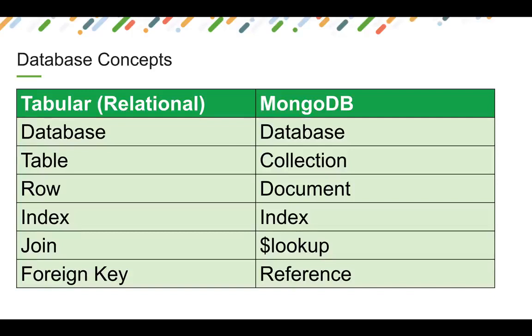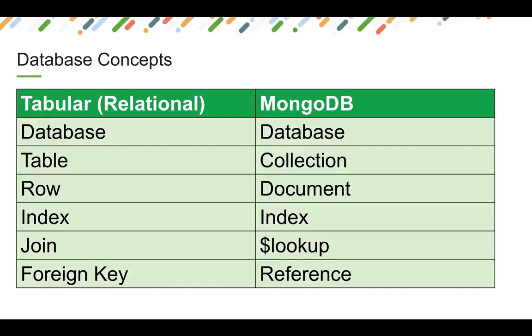We can do join operations with the lookup operator. Instead of foreign keys, we utilize references. And just as a point of clarification, a lot of people talk about MongoDB as a non-relational database. But really, all data is relational. So sometimes I use the term tabular to describe the legacy databases that use tables. MongoDB is very well suited for handling data with a wide variety of relationships. We're not going to cover all of these concepts in the app today, but I just wanted you to be aware of some of the differences.